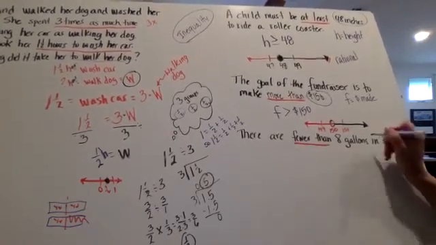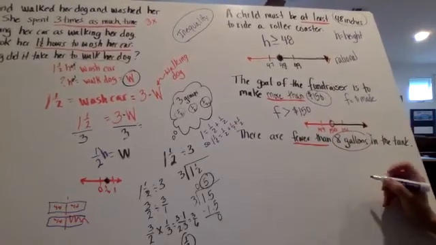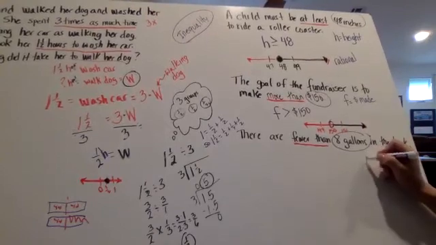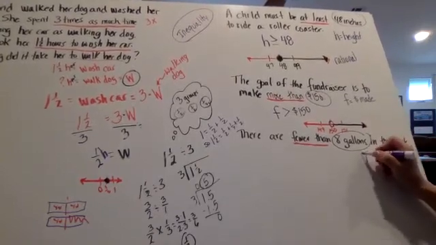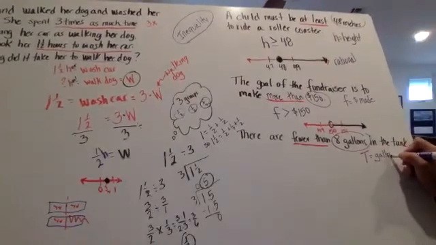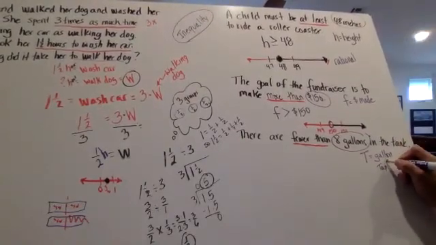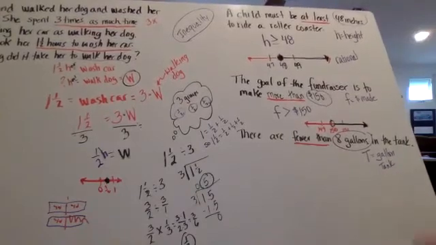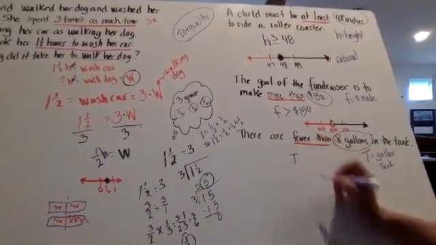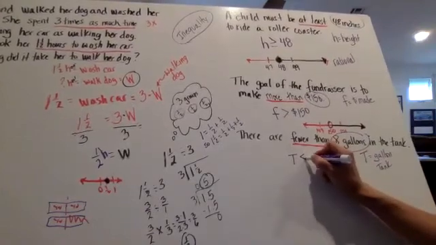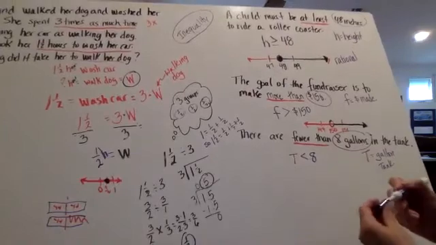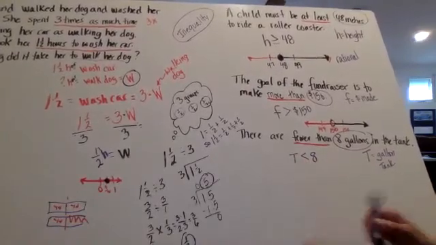Fewer than 8 gallons, so I know 8 gallons is important. So what are we talking about in the tank of the car, right? So I'm going to put T as my variable, and it's going to stand for the gallons in the tank. So what relationship can I write? The gallons in the tank are less than 8. Fewer than. So this time it's less than 8.